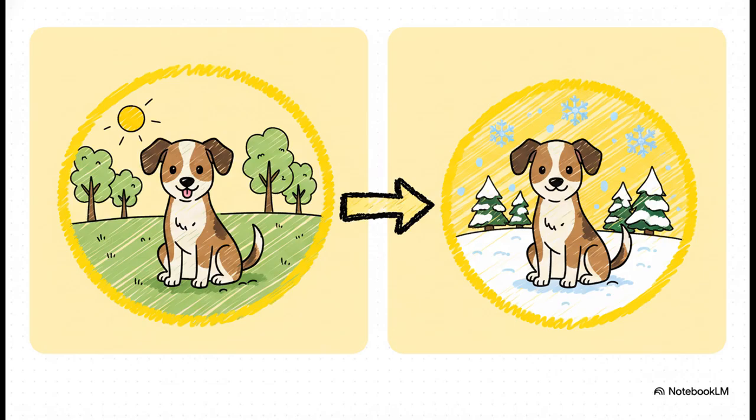Okay, let's just look at some examples so you can see what I'm talking about. On the left, you've got this great shot of a dog in a sunny park. Now look to the right. It's the exact same dog, but now he's in this kind of fun, snowy, cartoon winter scene. And I mean, look closely. His fur, his expression, even the way the light hits him, it's all perfectly one-to-one consistent. Nothing's changed but the background.